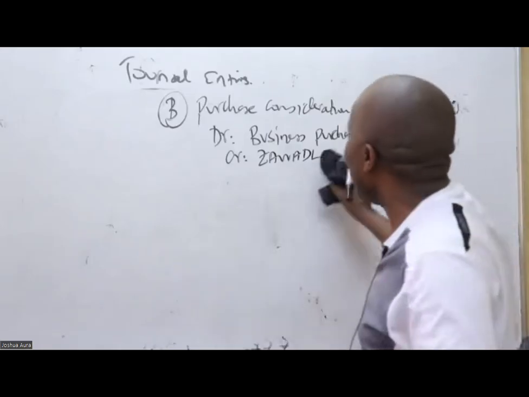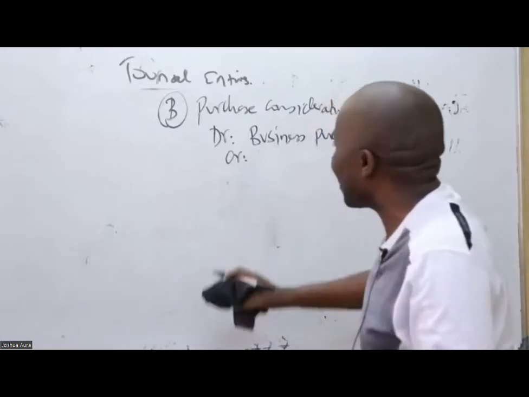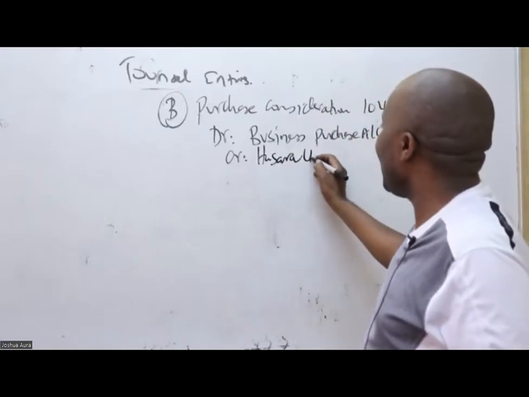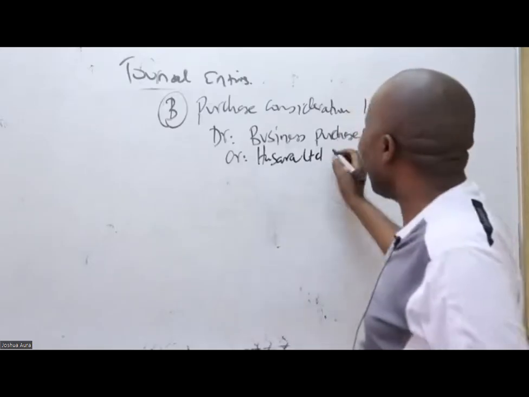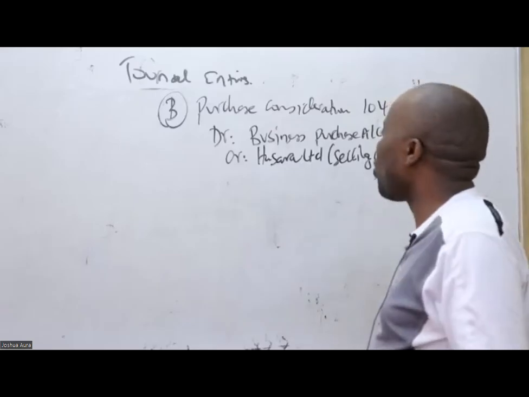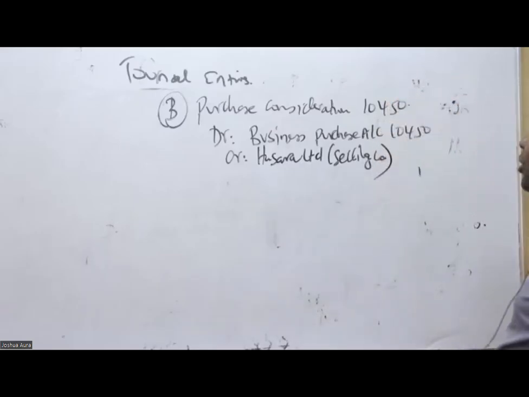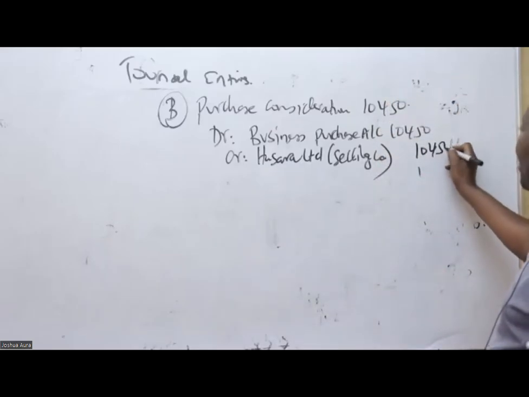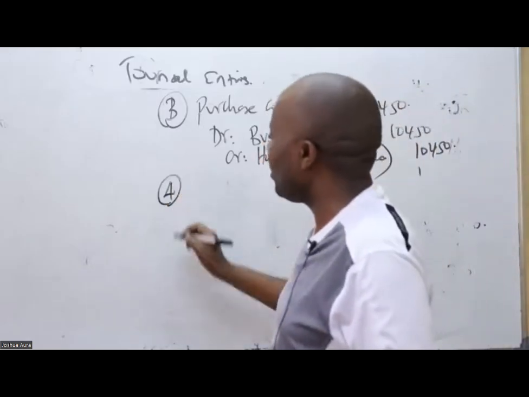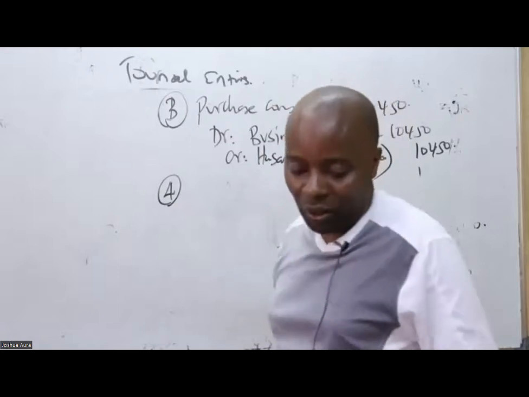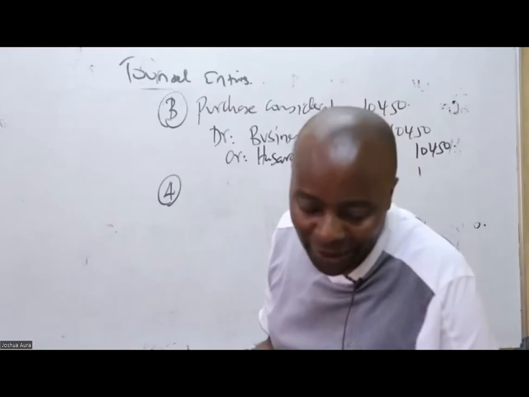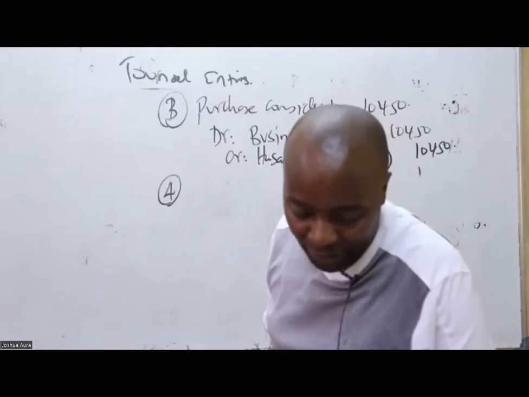No, not Zawadi. You credit Asara Limited, which is the selling company, the company which is being sold. So 10,450, like that. And then now you come and do the second last journal, or rather the last one, which is for goodwill.